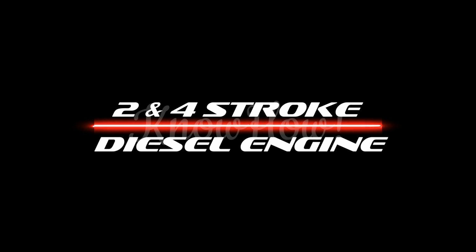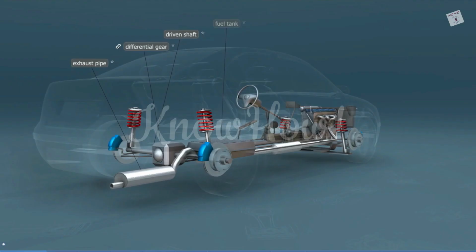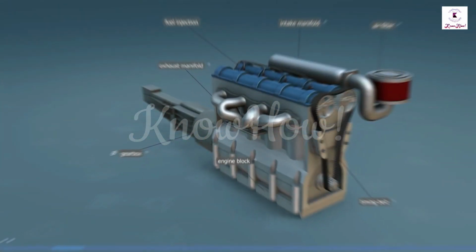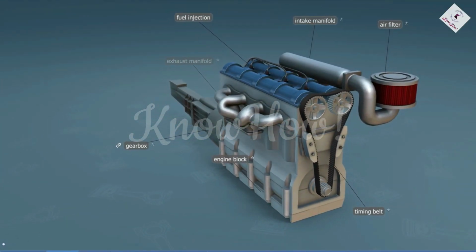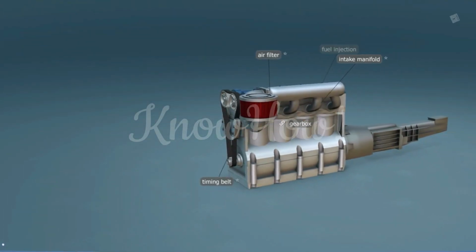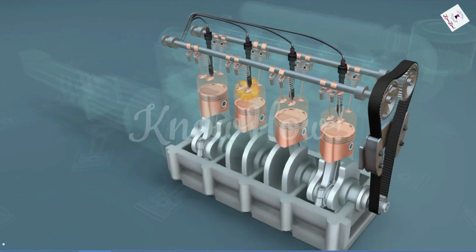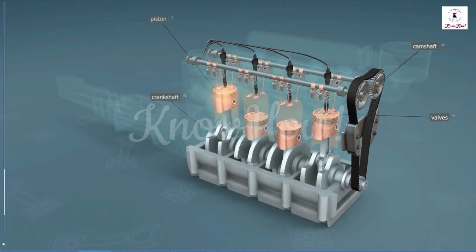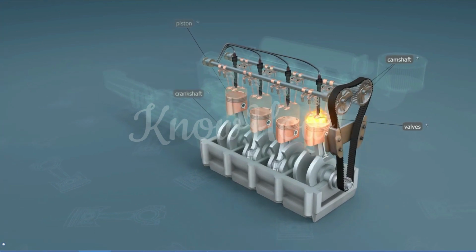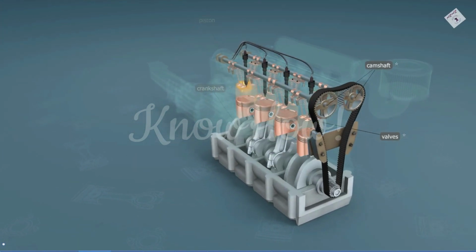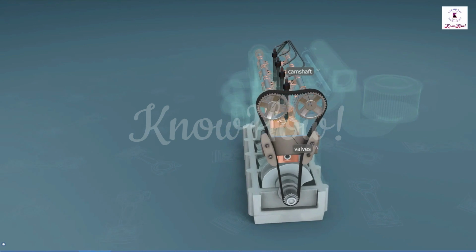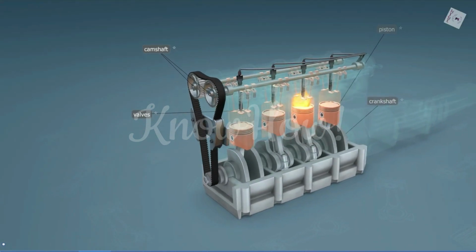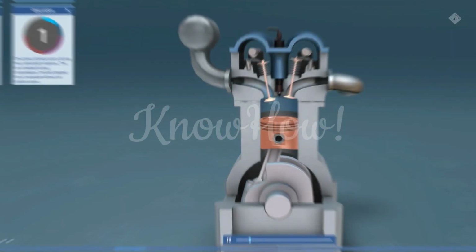2- and 4-stroke diesel engine. Both 2- and 4-stroke diesel engines are similar to gasoline engines because they both are internal combustion engines. One difference is that diesel engines have a compression-ignited injection system rather than the spark-ignited system used by most gasoline vehicles. In a compression-ignited system, the diesel fuel is injected into the combustion chamber of the engine and ignited by the high temperatures achieved when the gas is compressed by the engine piston.